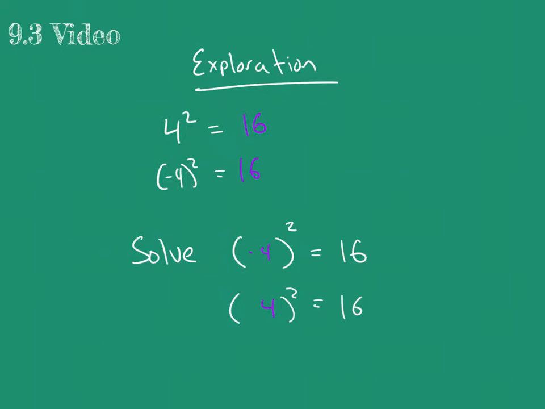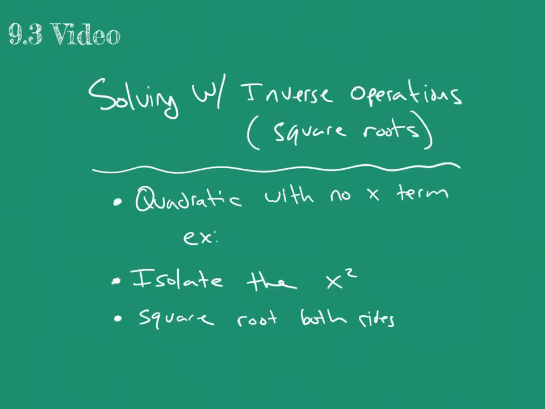So when we solve these equations, what we're going to see today is that we're actually going to be representing two different answers, a positive one and a negative one, because when you square a positive or the same number negative, you get the same answer. So let's talk about this a little bit. We're going to call this method solving with inverse operations, or square roots, which is maybe the more simple term.